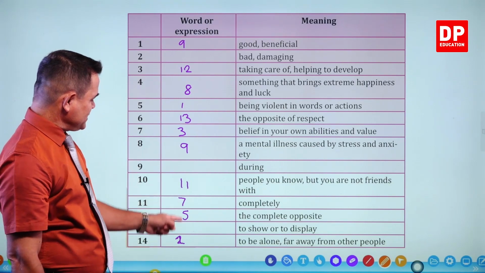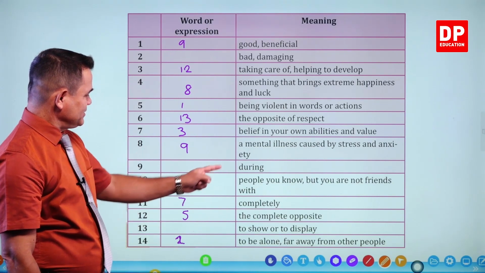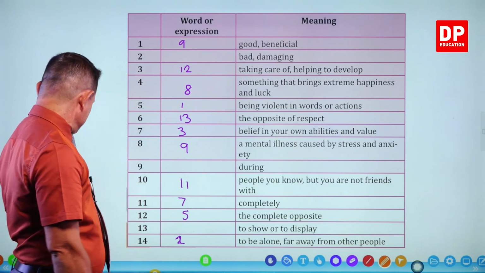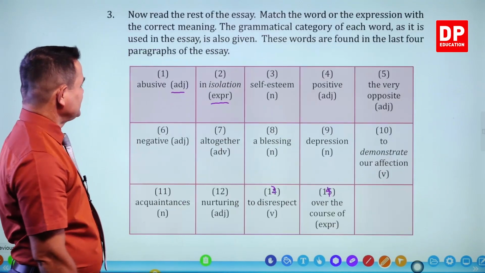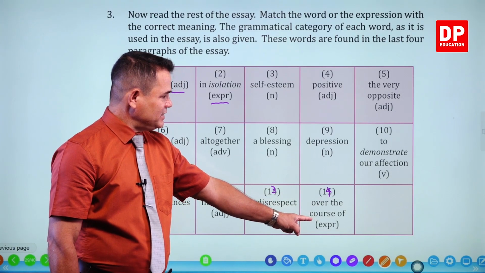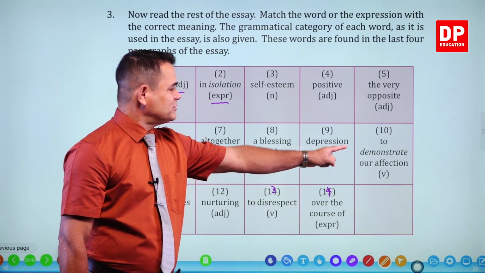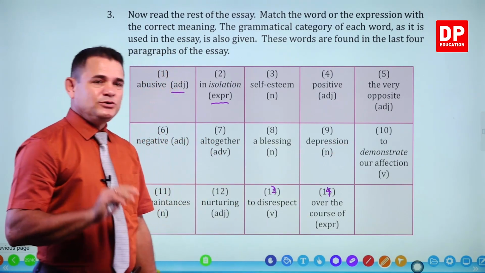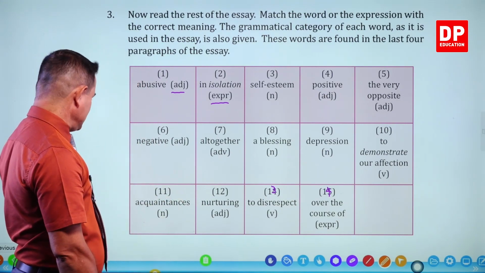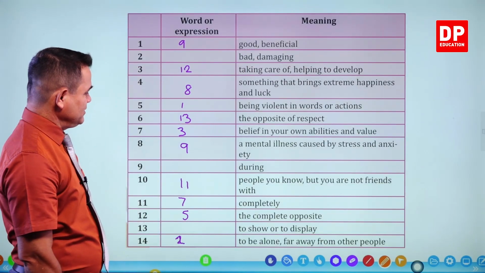And only 2-3 words remaining now. During, to show, display, and bad, damage. So over the course of the remaining words, right? And to demonstrate our affection, to demonstrate means to show, number 1. It was there, the same word there.